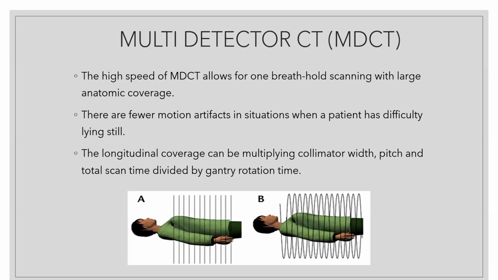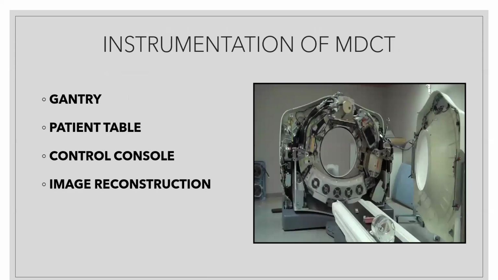And longitudinal coverage can be calculated by multiplying collimator width and pitch, and total scan time divided by the gantry rotation time. That's how longitudinal coverage is calculated.